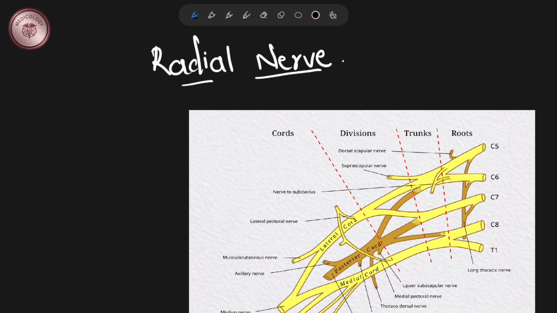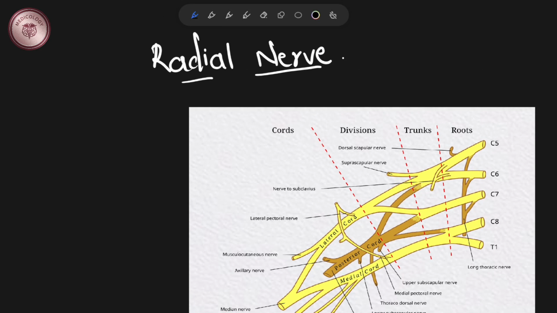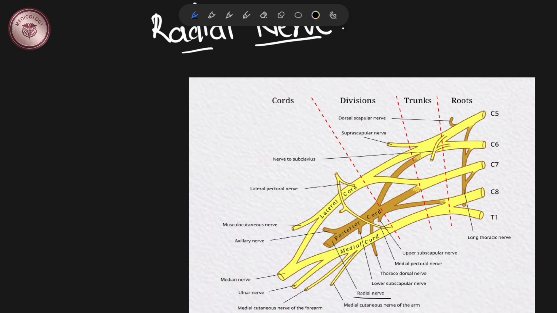Let's study about the radial nerve: how it originates, how it supplies the arm and forearm muscles, and what its root value is. So as we can see here, this is the radial nerve.